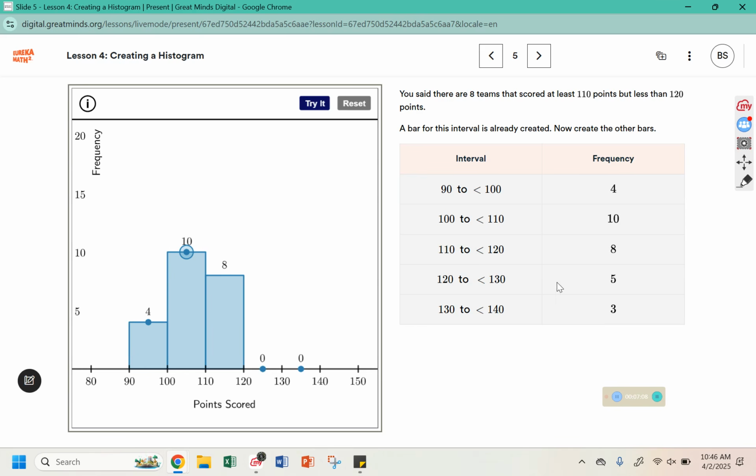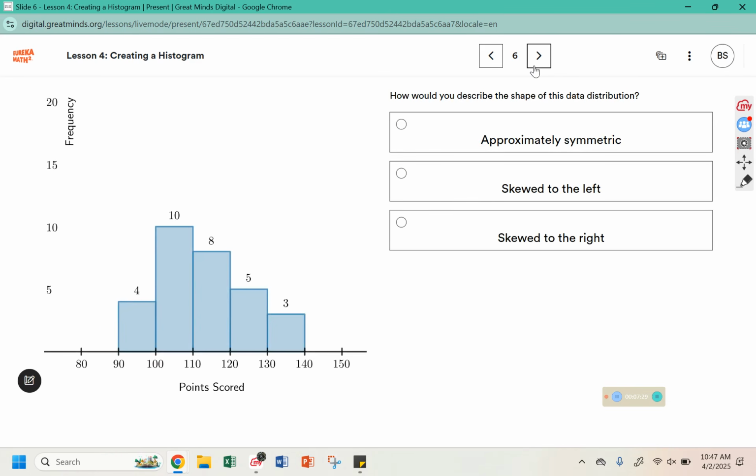From 120 to 130, there were 5, so it's lined up with the 5 on the frequency axis. And then 130 to 140, there should be 3. And we have verified that those are correct.